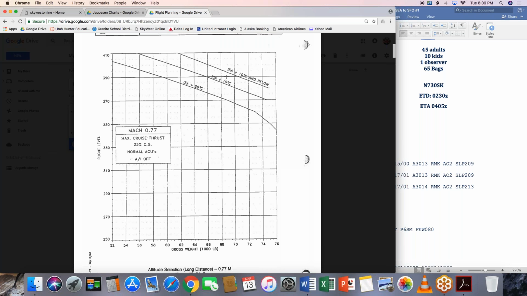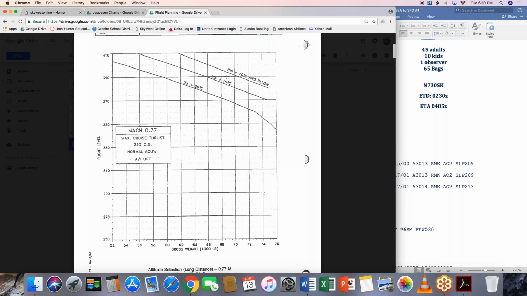As you can see, as it gets warmer, our altitude capability gets lower. The reason why it stops at 10 degrees C is that the max altitude on a CRJ is like 39,000 feet, I think, for the 700s. So that's why we stop there, because there's no point in going higher.